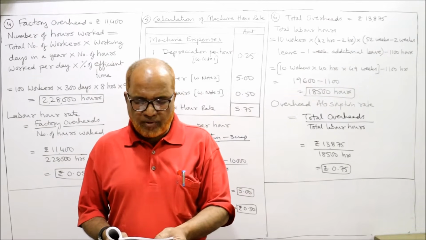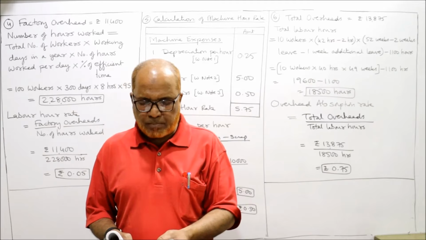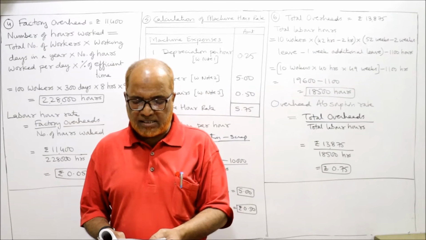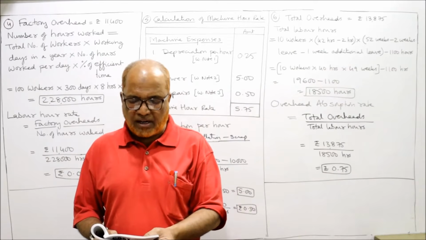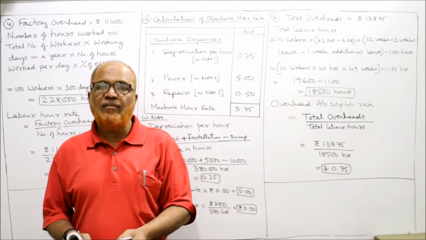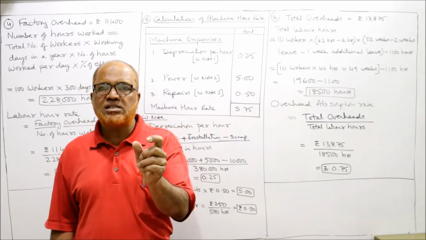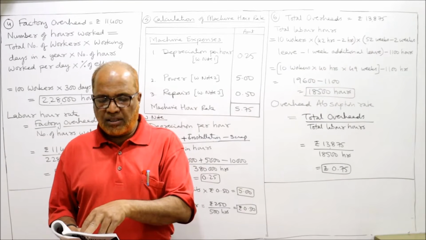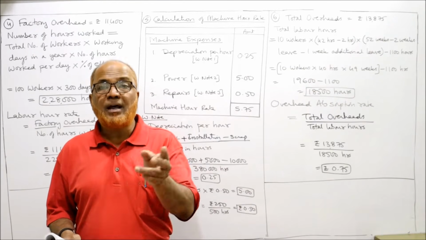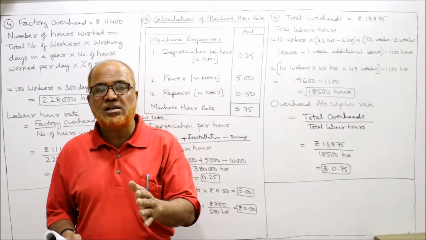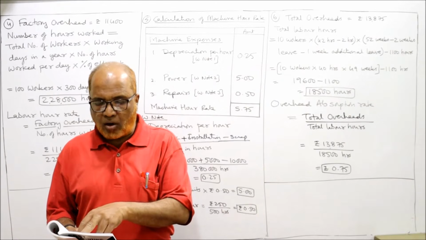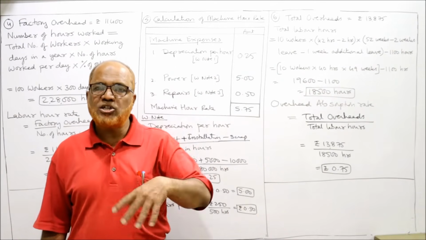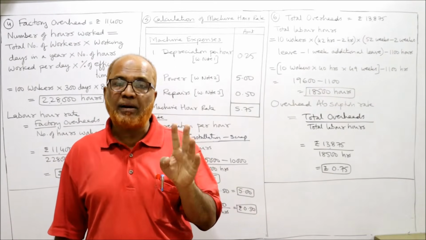Then each week 2 hours per operator should be spent in cleaning etc. And it is estimated that illness and absenteeism will cause the loss of 1100 hours per annum. So every week they have to work 42 hours. The worker works for 42 hours, but out of 42 hours, 2 hours are used for cleaning the machine. That means 2 hours per week are spent cleaning the machine.